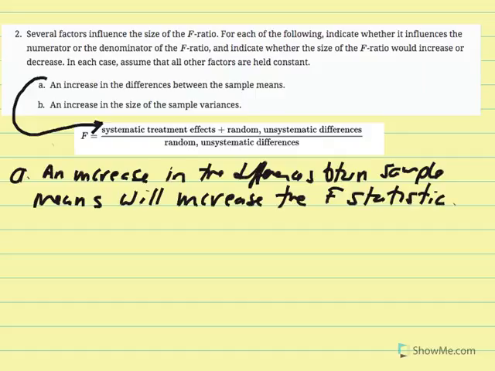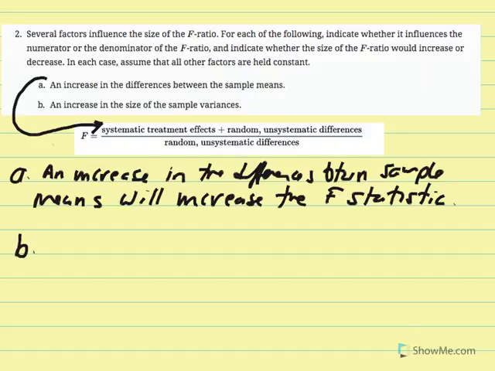As we've learned in the t-test, the numerator represents the mean difference, and the larger the t-value, the higher the likelihood of rejecting the null. Similarly here, the numerator represents the mean difference, but also the variation accounted for by individual differences within the samples. So if we have an increase in the numerator, then our F statistic will increase and the likelihood of rejecting the null will also increase.